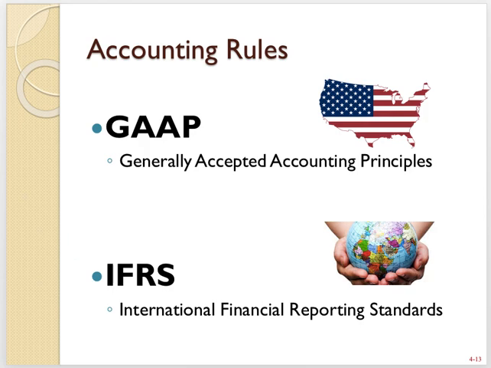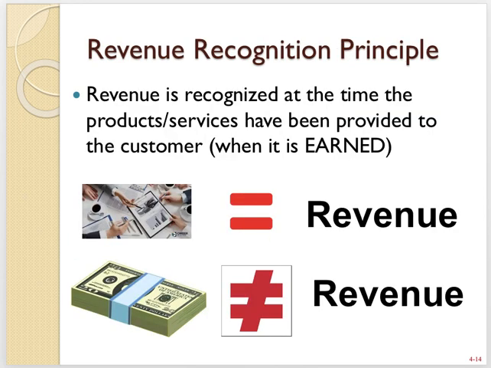So what do the accounting rules, or GAAP, tell us about what to do when we're not sure when to record our revenue? Well, the rule for that is the revenue recognition principle, which says revenue is recognized at the time the products or services have been provided to the customer. Or in other words, when it is earned. Okay? So that word earned means putting forth effort or doing work.